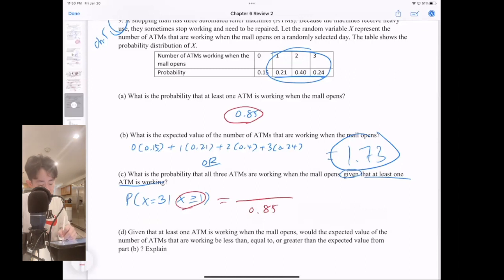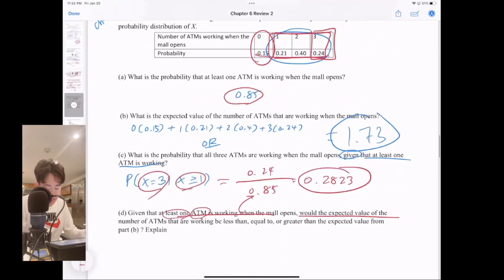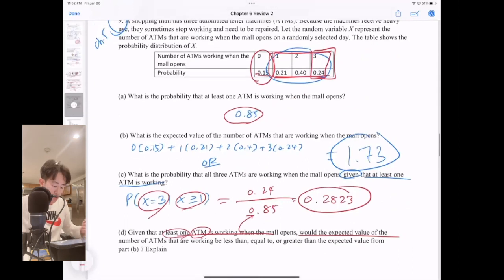Now, what's your chance of all 3 of them working? Well, that's just this column right there, 0.24. So 0.24 divided by 0.85. I'm just going to use my calculator here real quick. That's 0.2823.